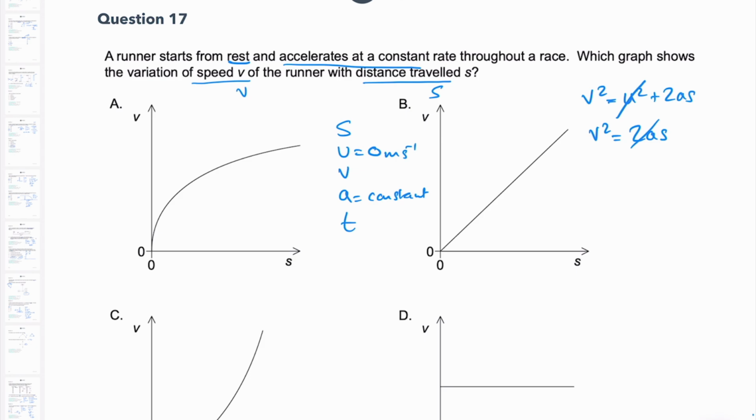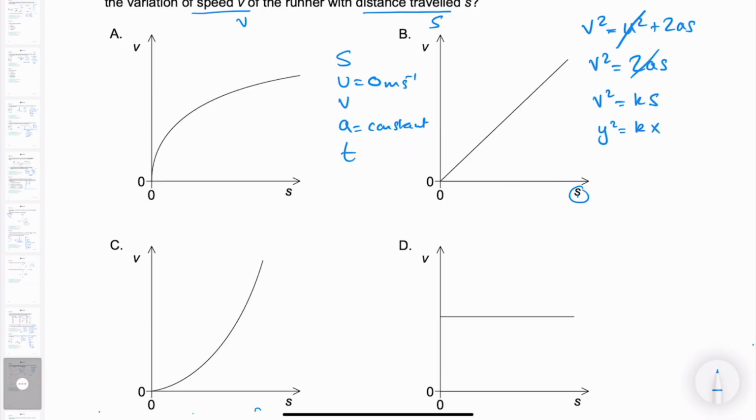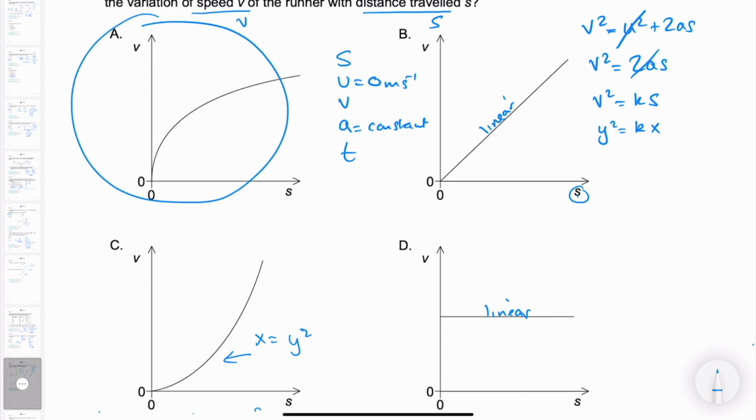Okay? So let's say v squared equals a constant times s. Now, on the y-axis in these graphs, we have v, so we could say y squared equals kx, and the s is on the x-axis. Mathematically, what would a y squared proportional to x graph look like? Well, we know that x equals y squared looks like this. And we know that these are linear graphs. There's no squared proportionalities in there. So it must be this one, question 17a.